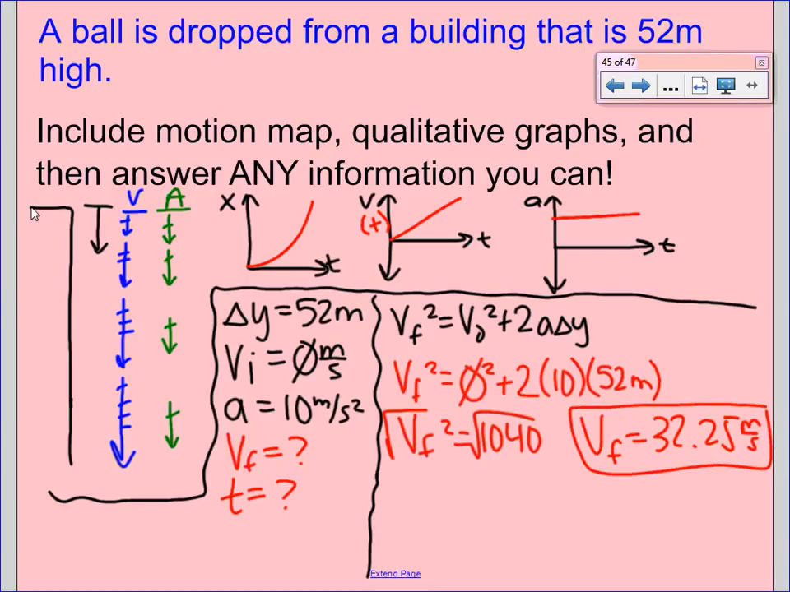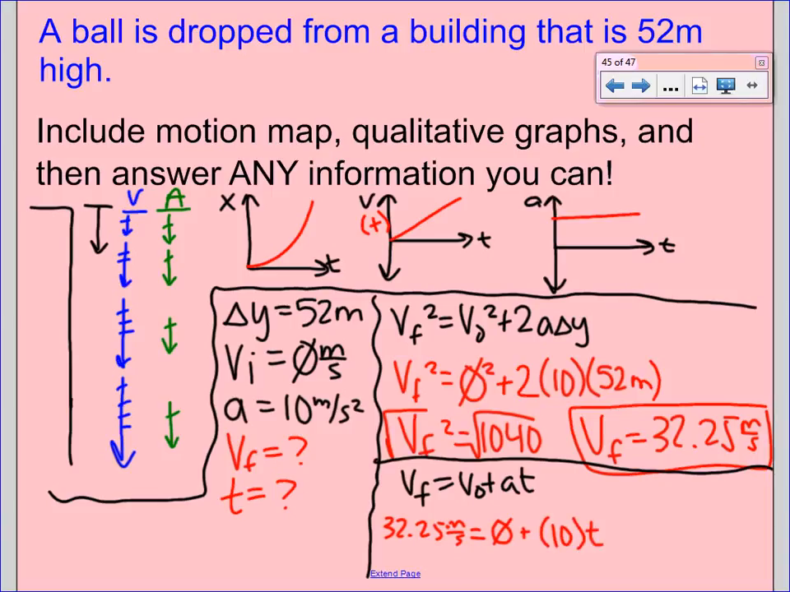The last thing I'd want to solve for now is time. There's two equations that have time in it, but I'm going to use the easier of the two. I'm going to just use Flava Flav, which is v final equals v initial plus at. All right, I know what my final velocity is. It's 32.25. My initial velocity was 0, plus my acceleration is 10, and I want to solve for time. Doing that, I'm going to end up getting a time of approximately 3.22 seconds.